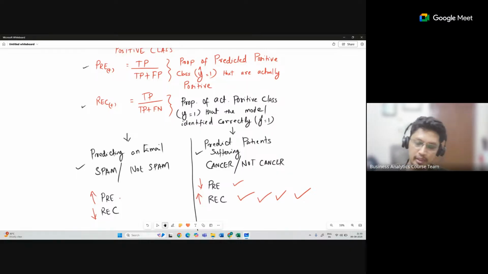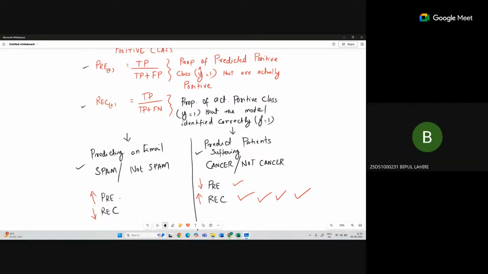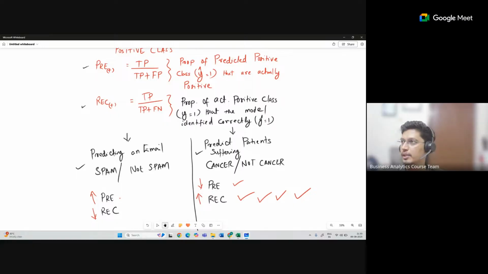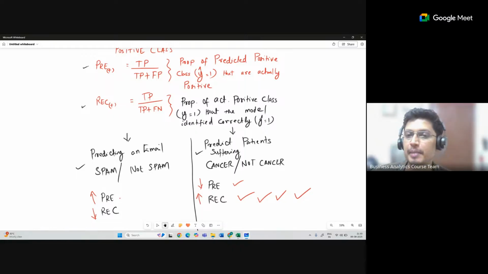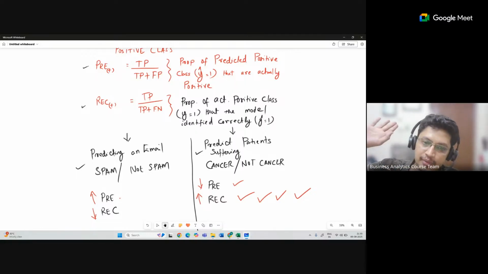Explain false positive here. Spam mail, but identified as non-spam. Is that false positive? Non-spam identified as spam. Yes, non-spam identified as spam. So let's say you are getting an important email from the CEO, and unfortunately your model is predicting it as spam and just deleting it or sending it to trash, right?